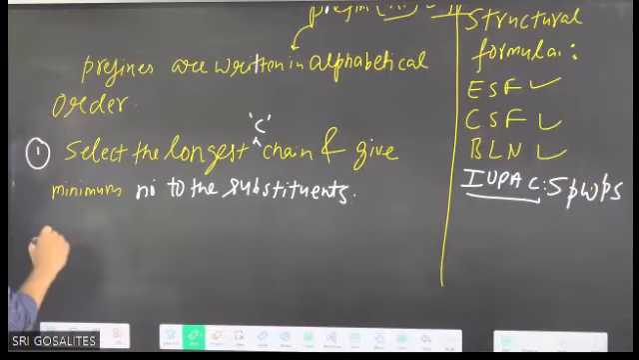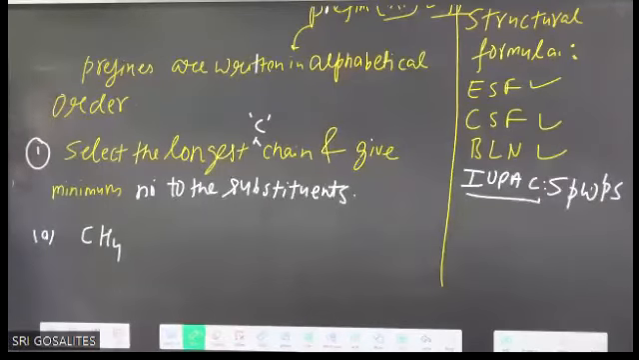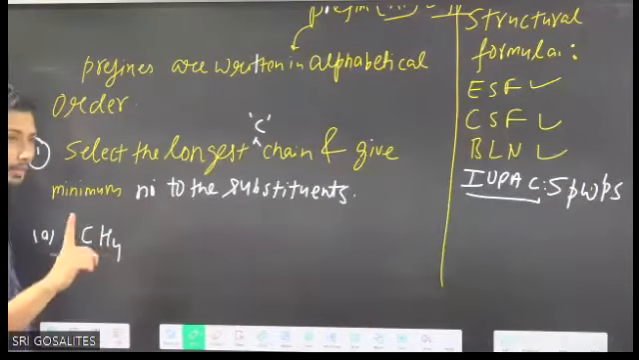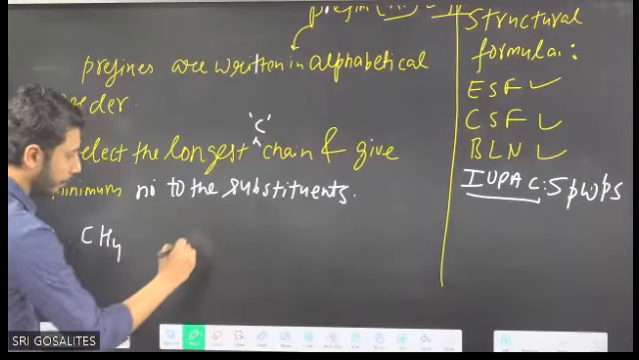Example I am writing, okay? Starting with the least possibility. CH4. I know a lot of students have no doubt in this type of nomenclature, but it is for all. CH4, only one carbon is present. One carbon, root word is meth.